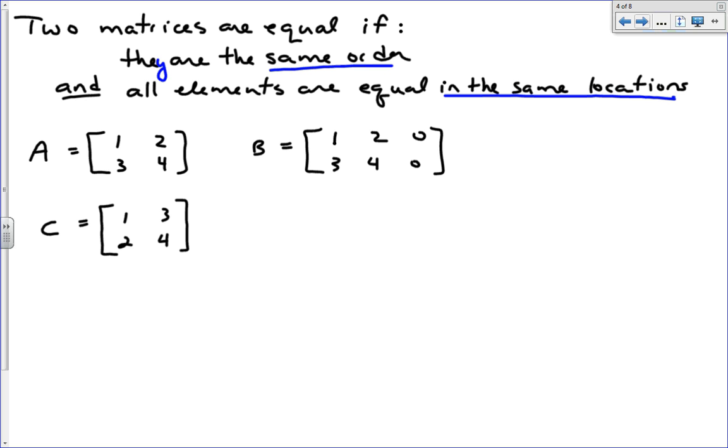So if I look at matrix A and matrix B, I have the same elements in the same locations, but they are not the same size. So A does not equal B. If I look at A and C, I have the same dimensions, I have the same elements, but they're not in the same places. So A is also not equal to C. They have to be equal size, same elements in the same locations in order to be considered equal matrices.